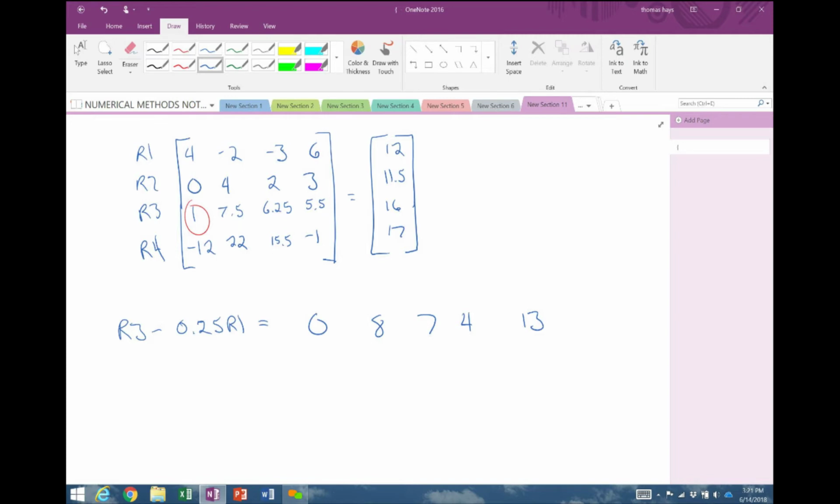Okay, so that row operation is successful. Of course, performing the same thing on the solution, 12 times 0.25, you would get 3, so 16 minus 3 is 13. That shows that the row operation was performed correctly. This is the new row. We write it in. In fact, I am just going to erase this and save myself some suffering. 0, 8, 7, 4, and 13.